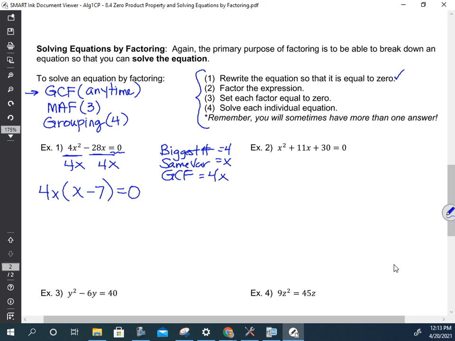So x minus 7, how many terms is that? 2. Can I use MAF with that? No, why not? You have to have 3 terms. That's 2 terms. Unless you have 3 terms, you cannot use MAF. So this is done. So we've done step 2. Any questions before we continue?